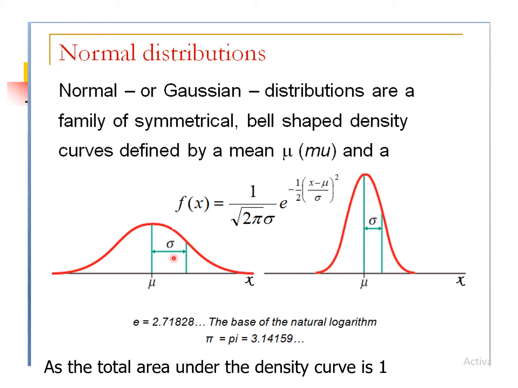Standard deviation happens to indicate the spread of the data. The larger the standard deviation, the larger is the spread of the data, and hence you get this kind of a shape of the bell-shaped curve.